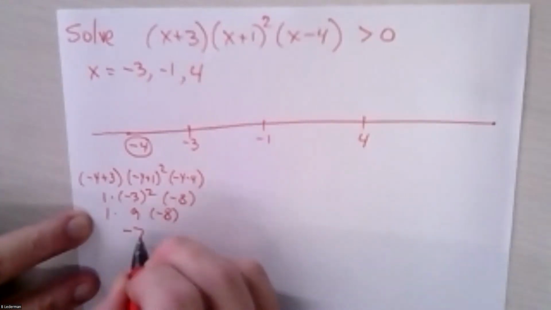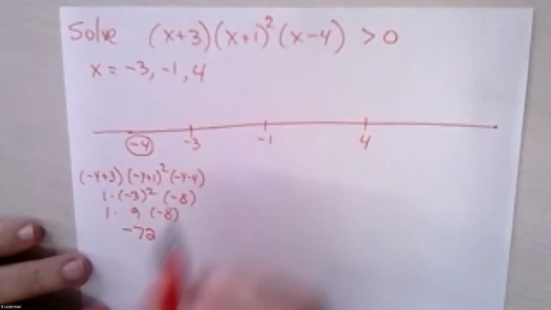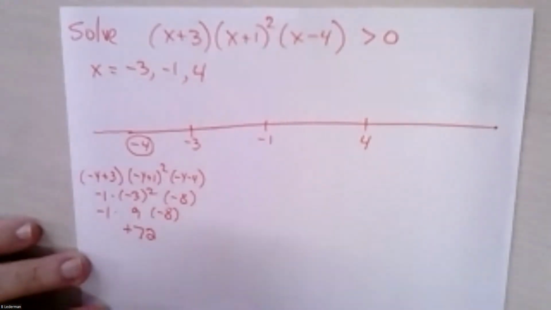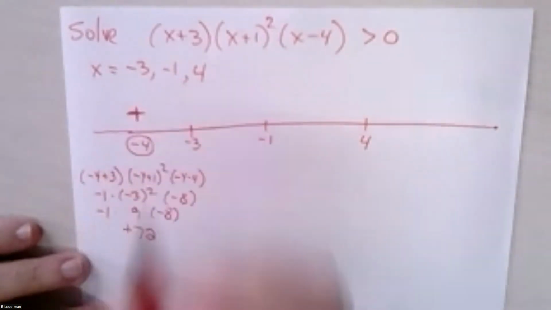And the result is -72. So the long and short of it is that this is a negative number. Okay, actually, before I go on, I just caught a little mistake. -4 plus 3 is -1. That's negative, which makes that +72. So basically, it's positive in this interval.